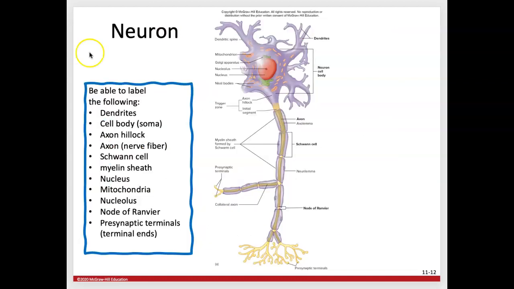And actually, I would also be able to identify the mitochondria, and yeah, I think that's it. The mitochondria, maybe the Nissl bodies in here. All right.